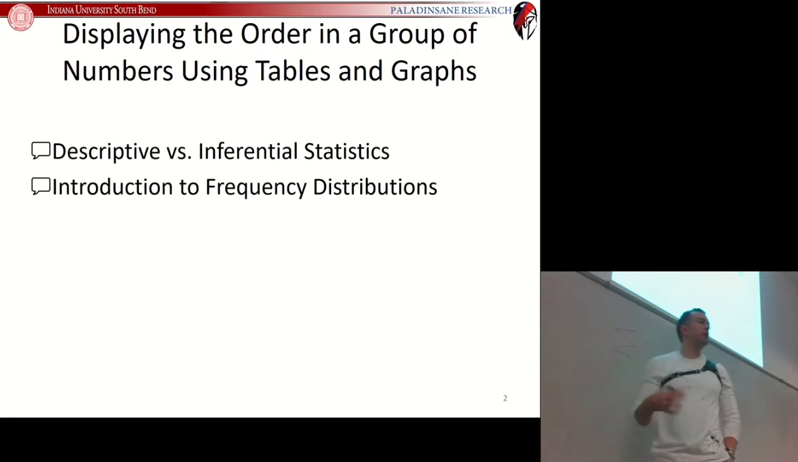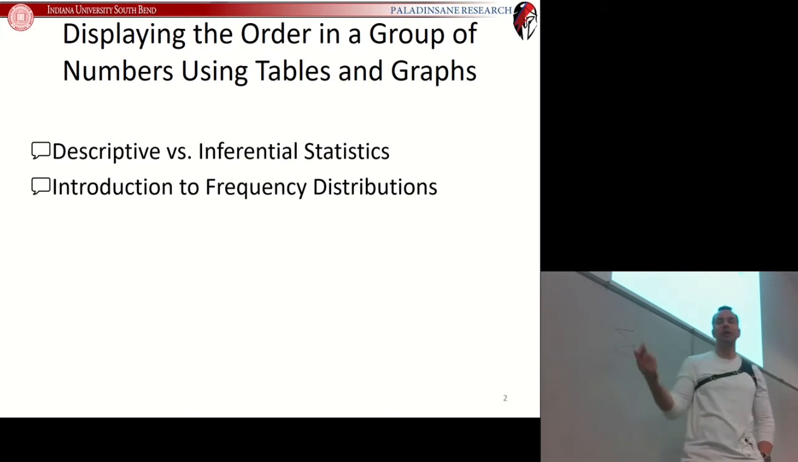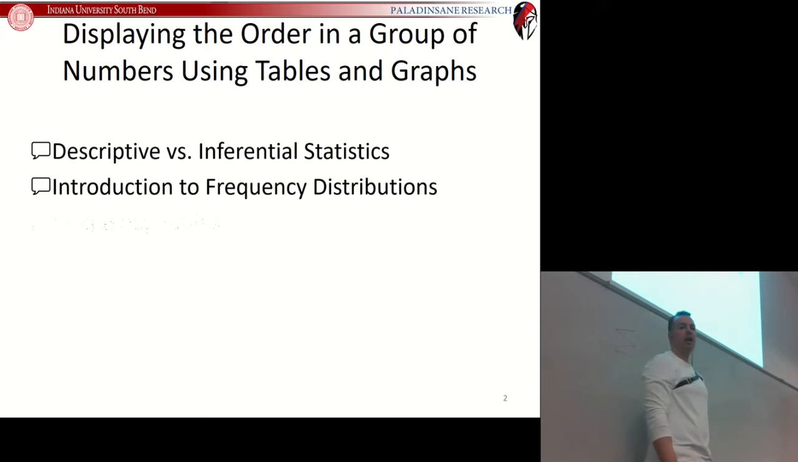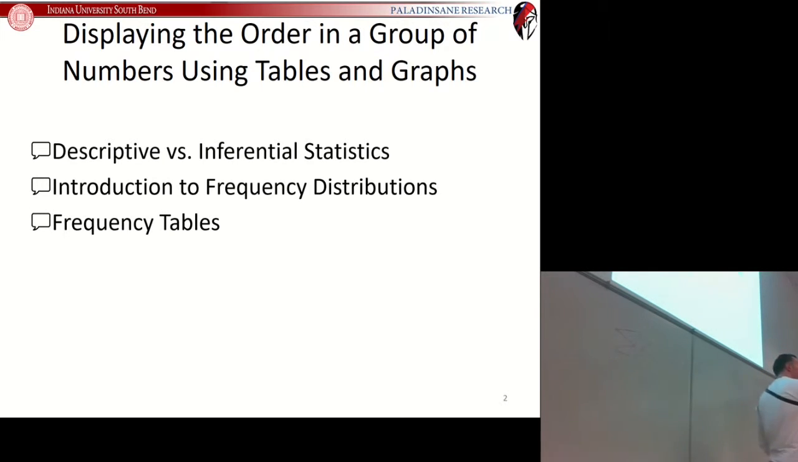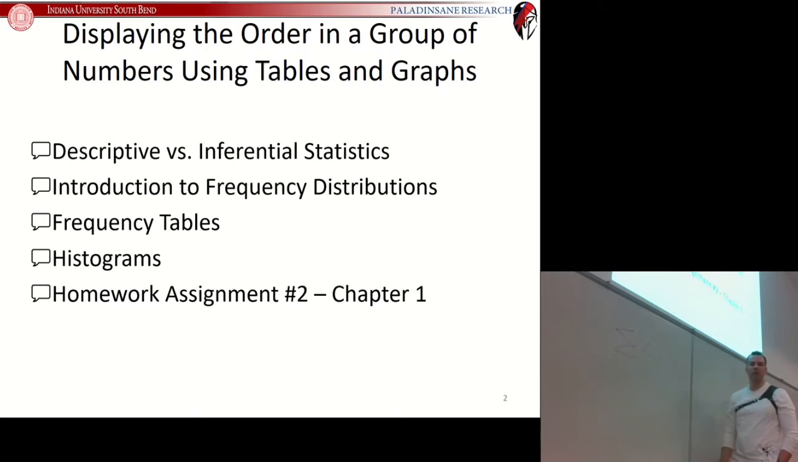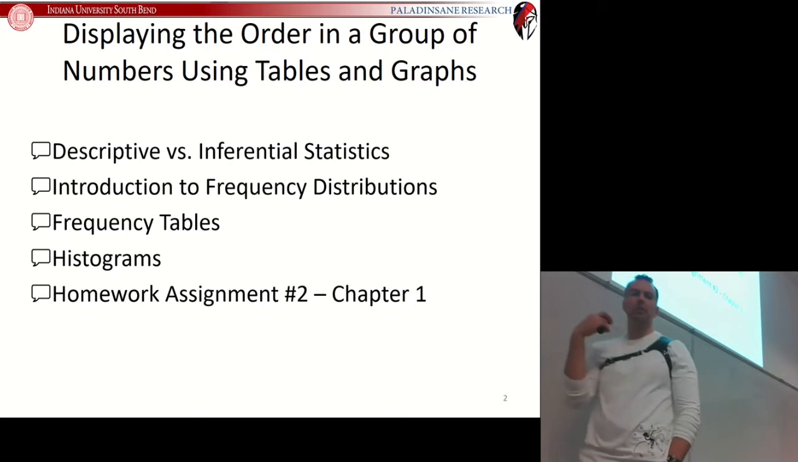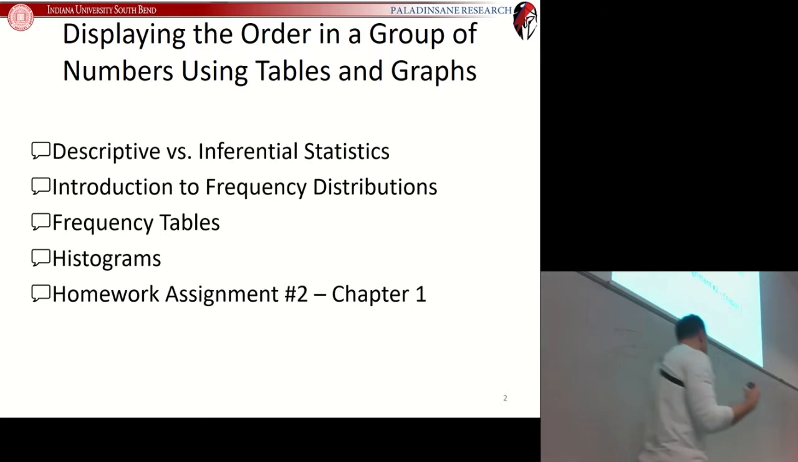We're going to introduce the idea of frequency distributions. This is going to be our second concept that's going to carry its way all the way through, the first being summation notation. And then we'll take a look at frequency tables, and we'll take a look at histograms, and that'll be it. We'll mention homework assignment number 2, chapter 1, and that'll be the end of the first day.